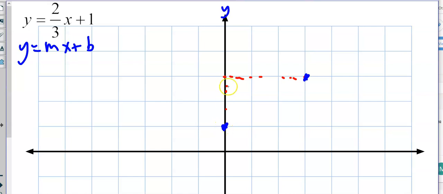Right, so the slope is positive 2/3. I went up 2 because y is positive when you go up. X is positive when you go right. Those are both positive directions. 2 and 3 are both positive, so we rise up 2 over 3.